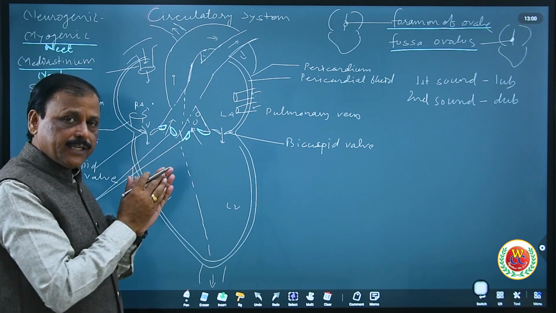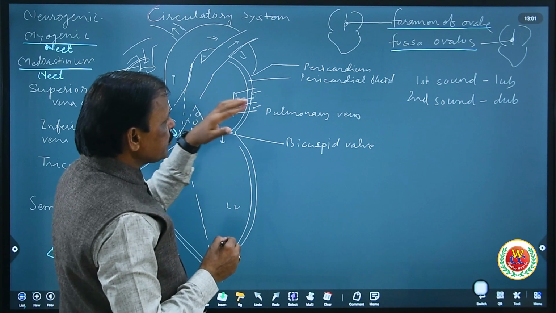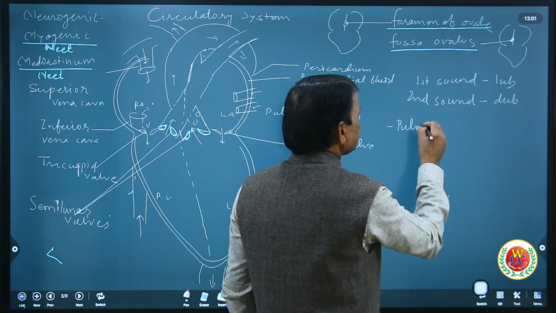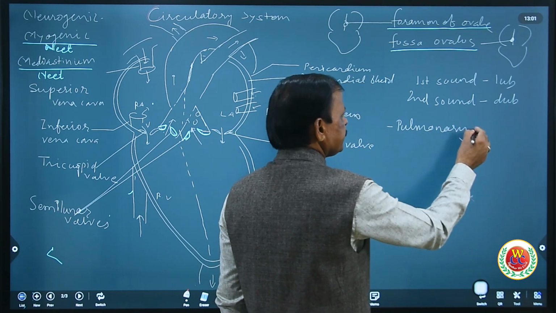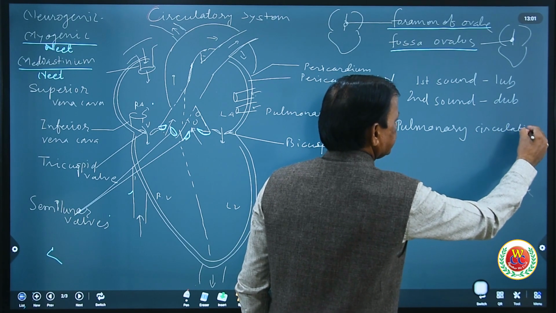Thus, it facilitates the double circulation. What is double circulation? Pulmonary circulation and systemic circulation. What is pulmonary circulation? It is the circulation between heart to lungs and lungs to heart.